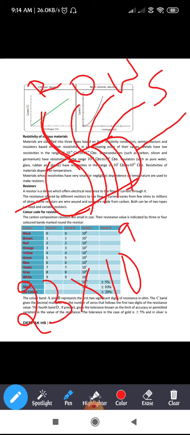And the fourth band is silver. Just go to band D and find the value of silver. When you go to band D, the value of silver comes out to be 10%, that is plus or minus 10%. So this is the value of the resistor.